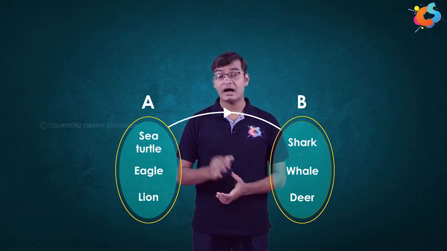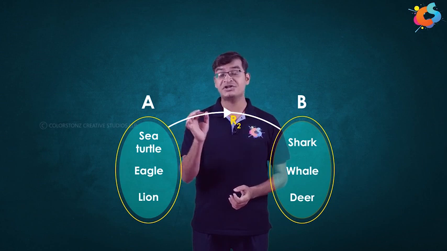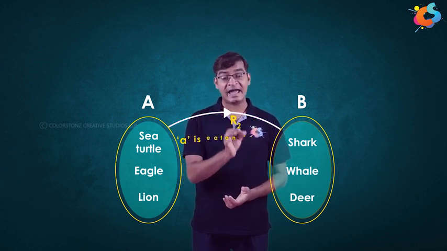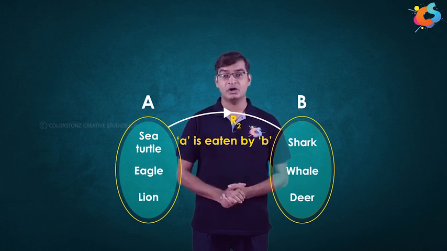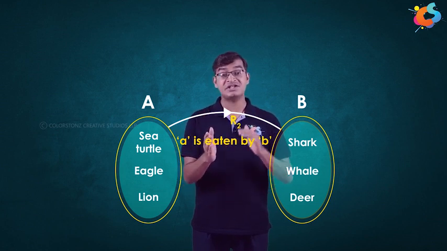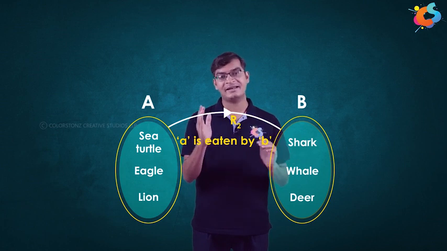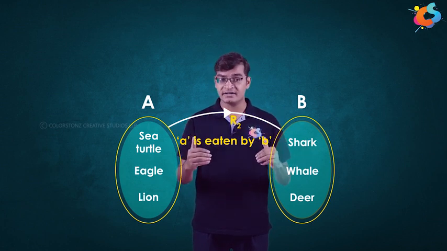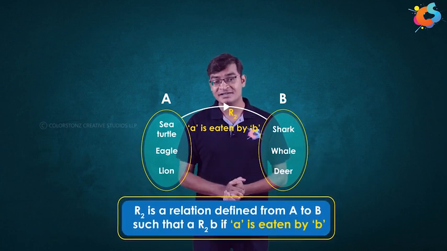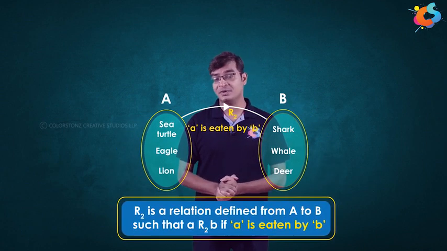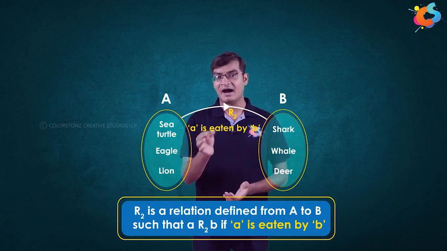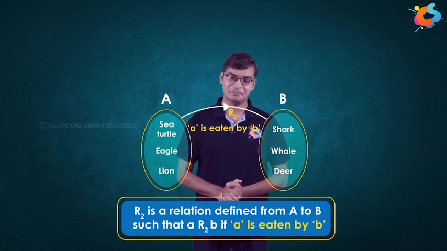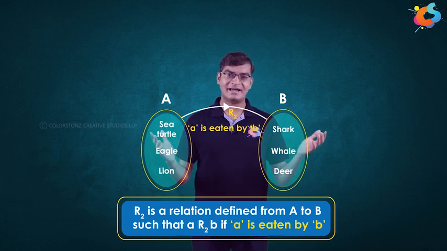In this example, R2 is a relation which is mapped from A to B, and the condition is A is eaten by B. So if A is an element which is eaten by element B, then A is mapped to B. Okay. So mathematically, how do you write this? Very simple. R2 is a relation defined from A to B such that A R2 B if A is eaten by B. So now let us take this set diagram.